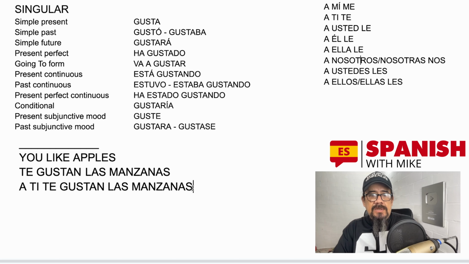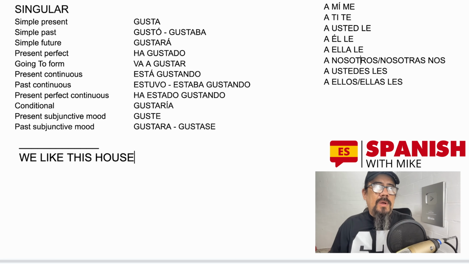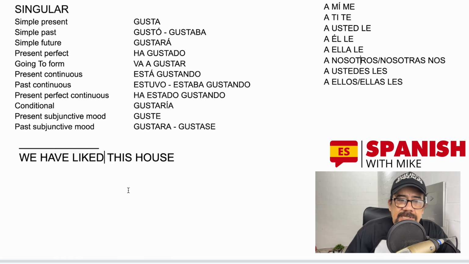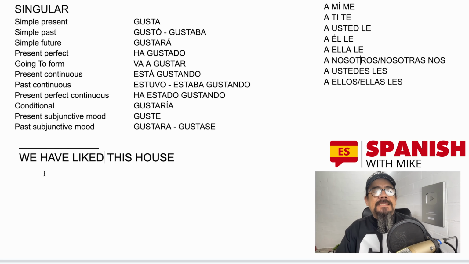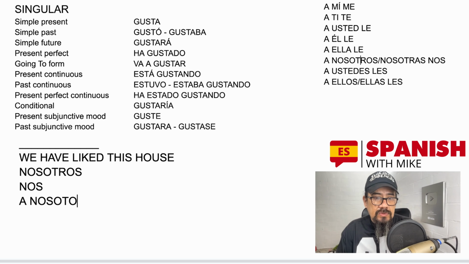two more examples. Let's say we like this house. We have liked this house. So first, the pronoun is we, nosotros. Let's go to the upper right table. Nosotros would be nos or a nosotros. Let's say it's nosotros masculine, right? So we say nos or a nosotros, right?